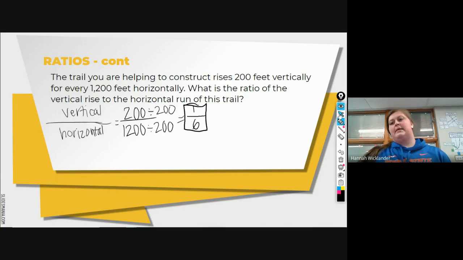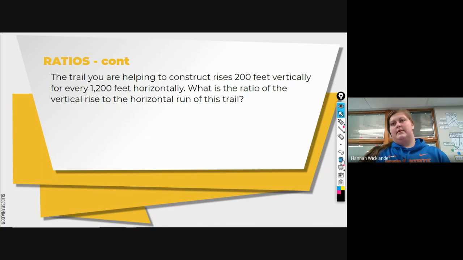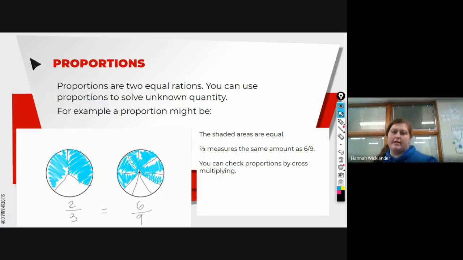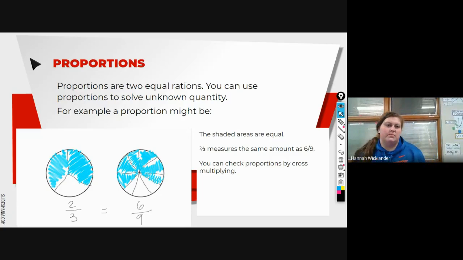Okay, last up we have proportions. This is what we're going to be doing a lot of the rest of the semester with WorkKeys. So it's important that we understand it. So proportions are 2 equal ratios. You can use proportions to solve for an unknown quantity.